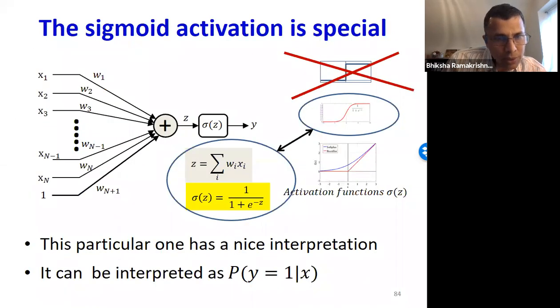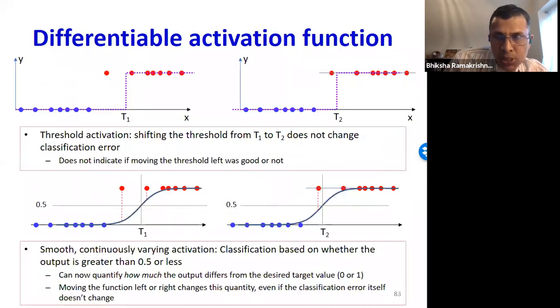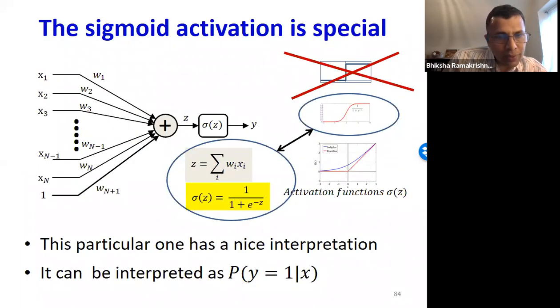So what kind of function makes most sense for us? This particular one, which is the sigmoid, has a very nice interpretation. We saw this, I think, in the last class. This sigmoid can be interpreted as the posterior probability of the class being 1 given x. It's given by this formula here. You can see how this formula works.